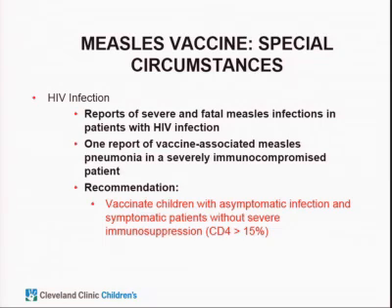HIV is a different story because there have been reports of severe and even fatal measles infection in patients with HIV, and there's only one report of a vaccine-associated measles pneumonia in a patient who was severely immune compromised. So the recommendation is that we go ahead and vaccinate children who are asymptomatic and who do not have severe immunosuppression, and that is defined by a CD4 of greater than 15%, okay?